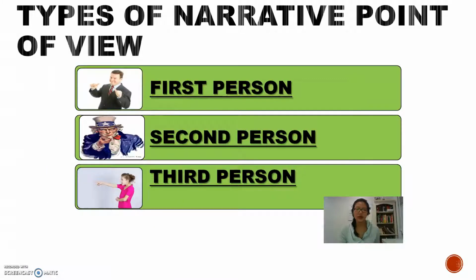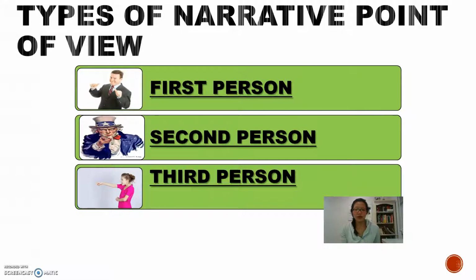Just to be more specific, altogether we have three different types of points of view. The first person refers to just talking about oneself. The second person, as we see here with Uncle Sam, refers to you, yes, you. And the third person refers to having knowledge of all characters. So this is the umbrella of what we're going to be talking about today.